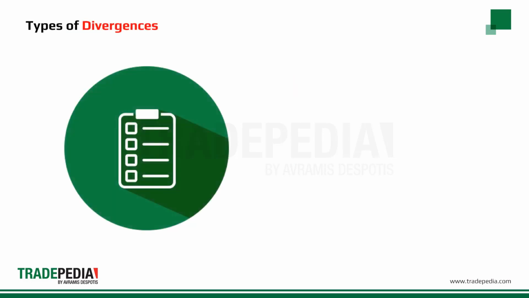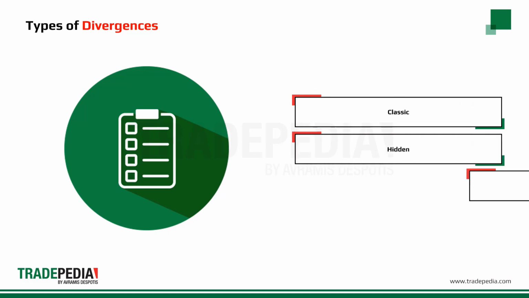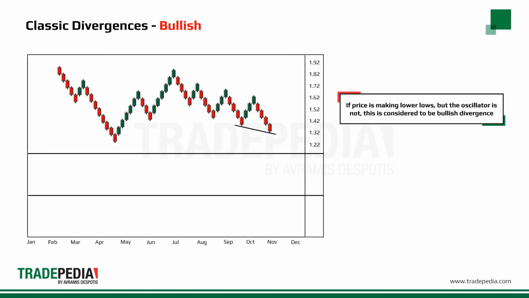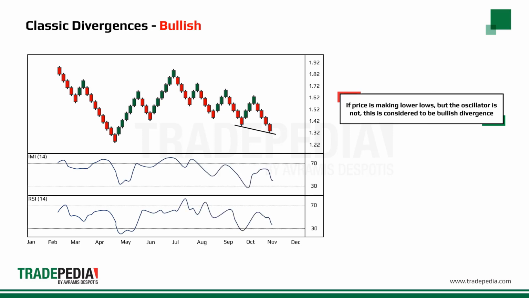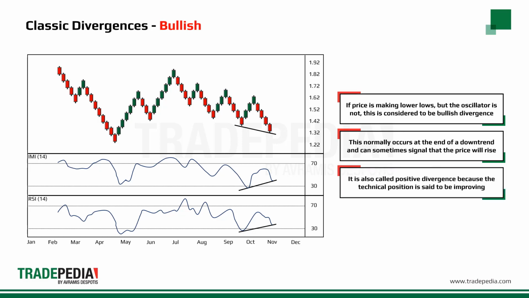There are three types of divergences: the classic divergence, the hidden divergence, and the complex divergence. Classic divergence. If price is making lower lows but the oscillator is not, this is considered to be bullish divergence. This normally occurs at the end of a downtrend and can sometimes signal that the price will rise, as price and momentum are normally expected to move in line with each other. It is also called positive divergence because the technical position is said to be improving, because even though the price is declining, it is declining at a slower and slower pace.